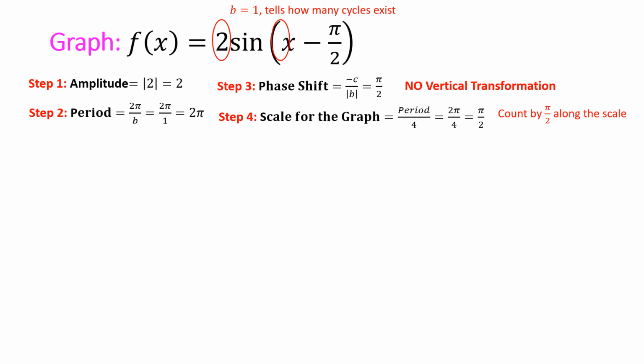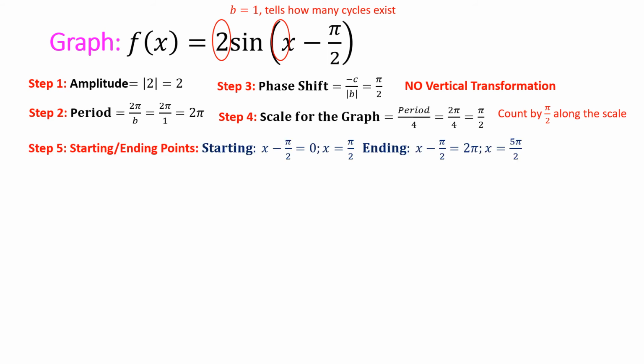All right, lastly, find your starting and ending points. You have a phase shift, so you have to take what's inside the parentheses, set it equal to 0 to find the starting point, equal to 2 pi to find the ending point. We already did that. The starting point is pi over 2. The ending point is 5 pi over 2. All right, let's draw our grid.